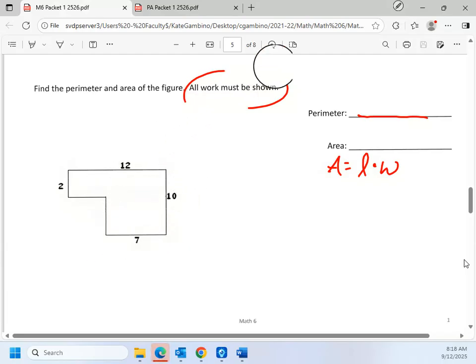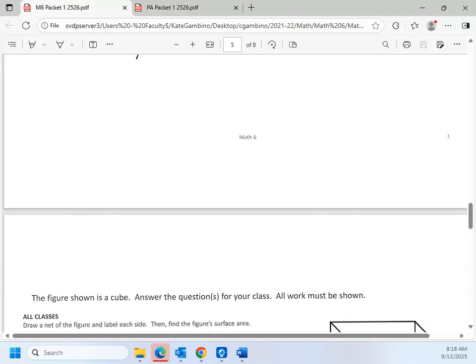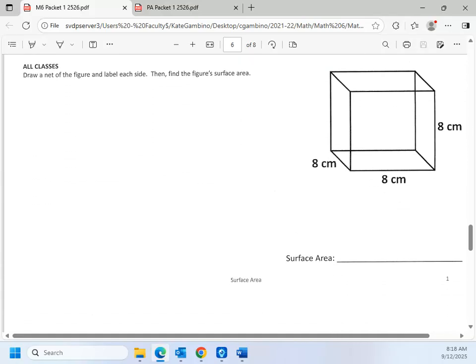Our next page is drawing our nets. If we look at my back cabinet there, on the one cabinet's right in the middle, it says nets on it, and it shows what nets are.